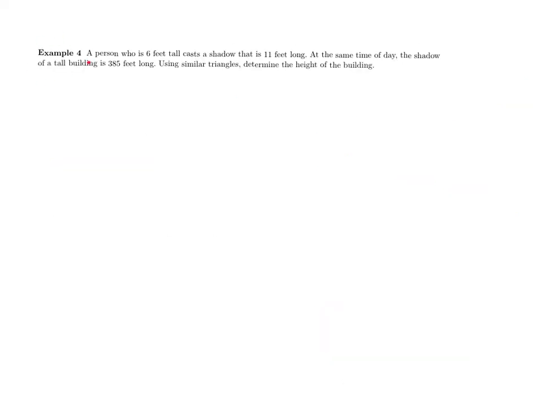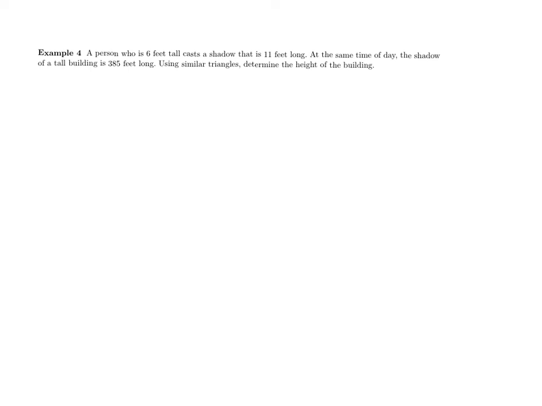In example 4, we will consider an application of similar triangles. This says, a person who is 6 feet tall casts a shadow that is 11 feet long. At the same time of day, the shadow of a tall building is 385 feet long. Can we use similar triangles to figure out the height of the building? So this would be an indirect way to determine the height. You wouldn't have to actually measure a vertical distance. You could just measure the shadow that the building creates.